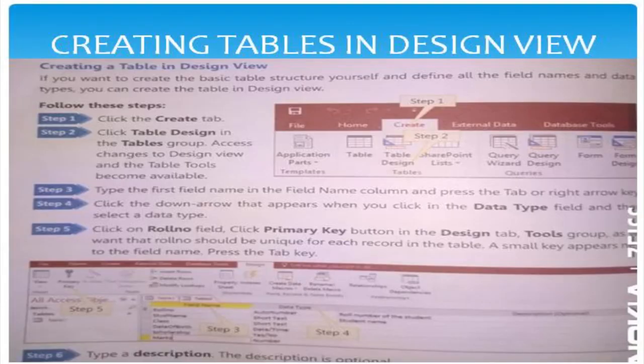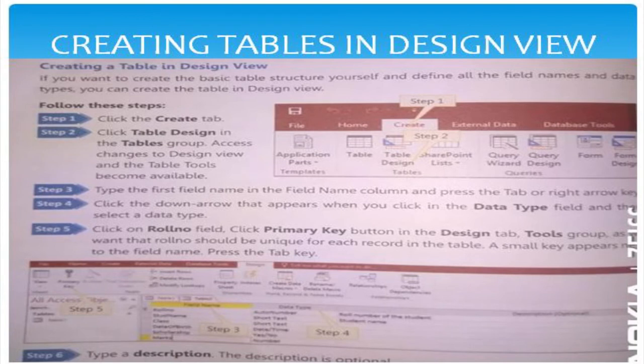Now see here how to create a table in design view. There is a create option here, and there is a table design here. If you saw, this first one is datasheet view, and this one will be table design. Click on this one, and the interface will be like this. First we need to write the field name: name of the student, and what kind of data type it is.